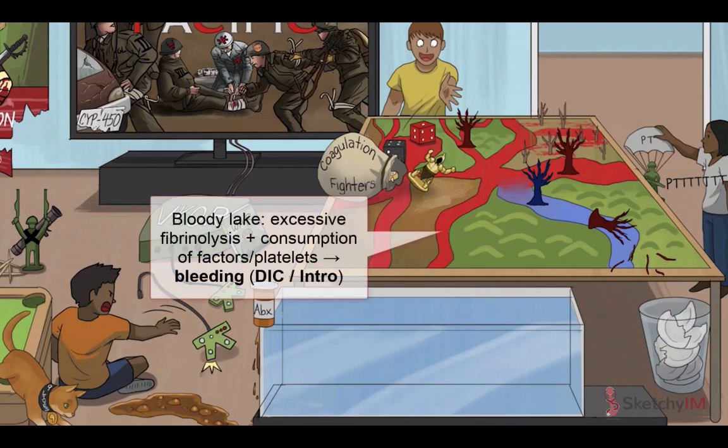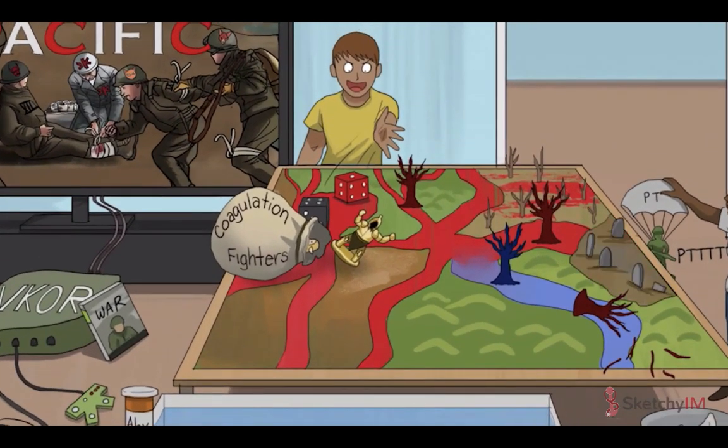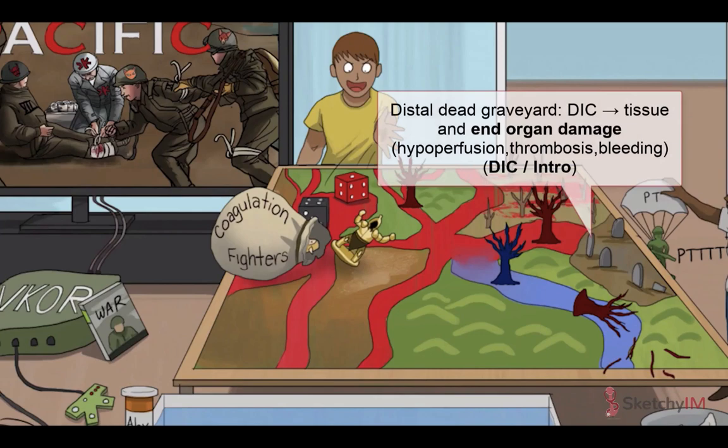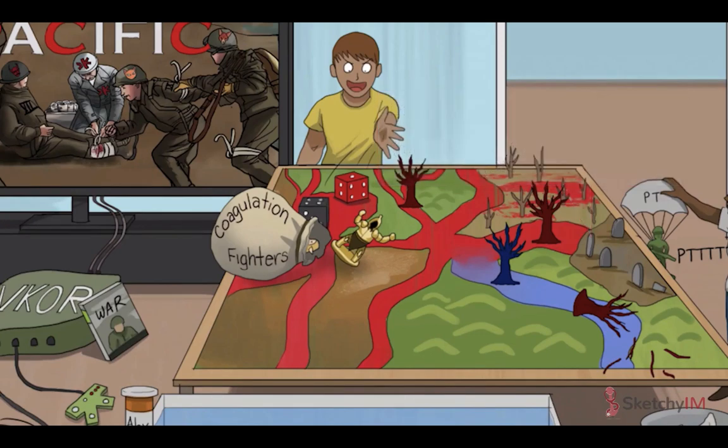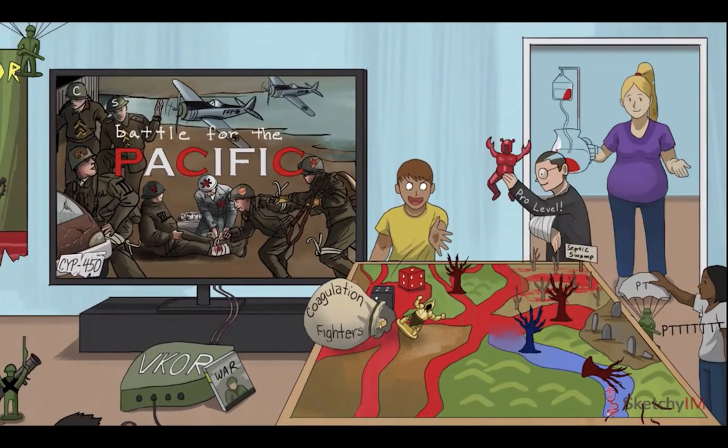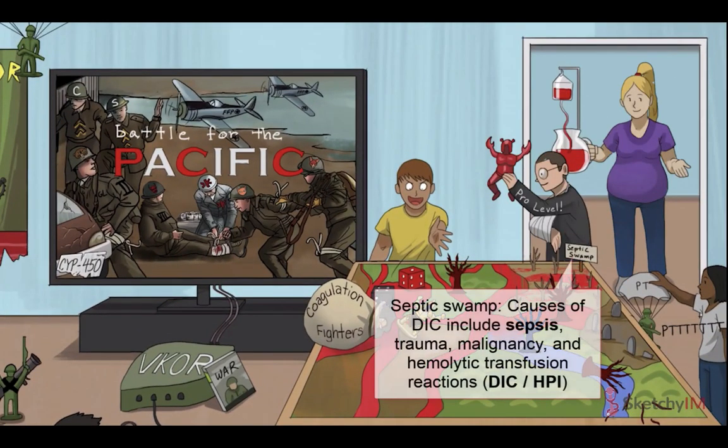Anyways, long story short, consumption of factors, consumption of platelets, add some excessive fibrinolysis just for good measure, and it's bleedy bleedy times. As you can imagine, tissue and end organ damage occurs as a result of either hypoperfusion, thrombosis, or bleeding. So, what caused all this coagulation carnage?